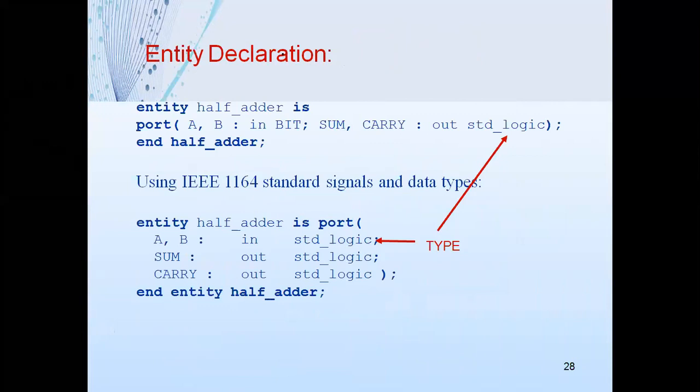So here you can see this example for the entity declaration. It starts with the keyword entity and the entity name. Then you will have the keyword port. In this port, you will define the input and output signals. And finally, it ends with the entity name.